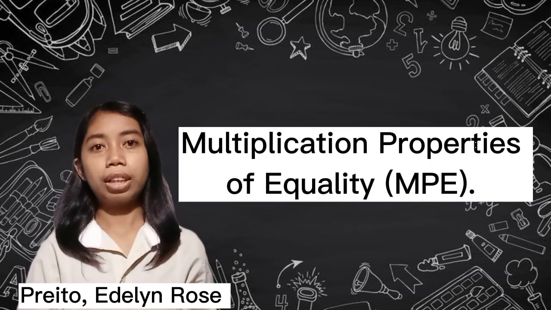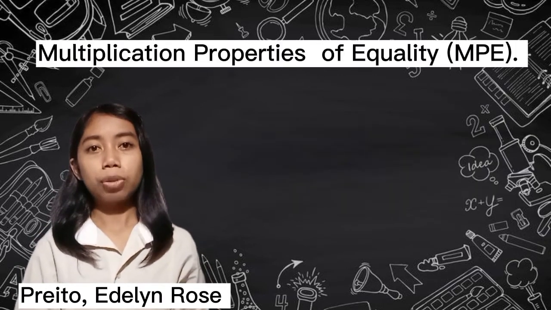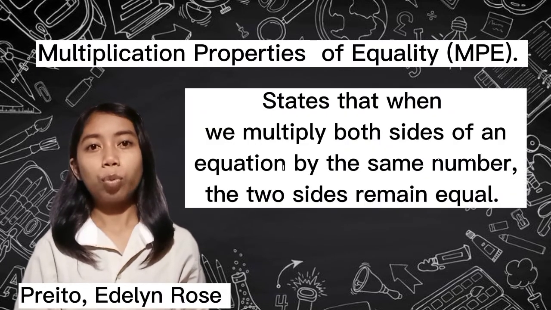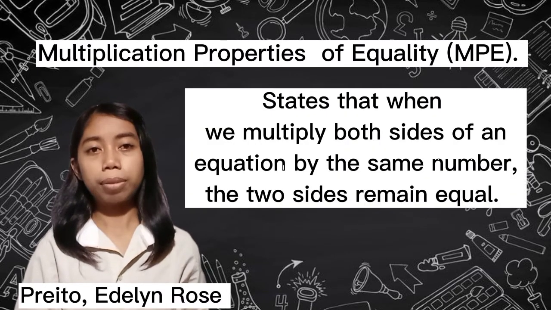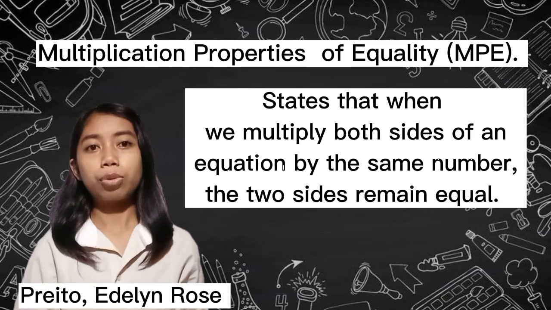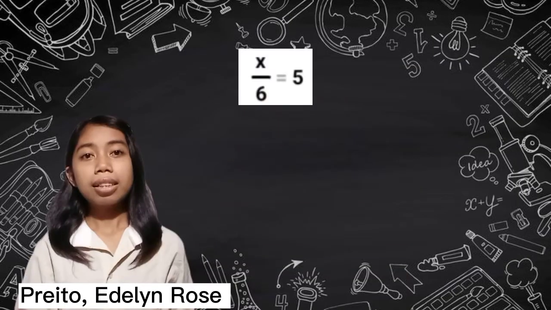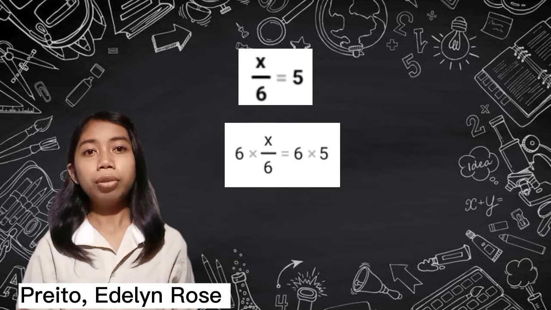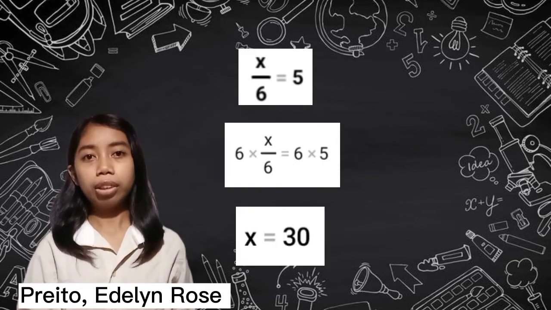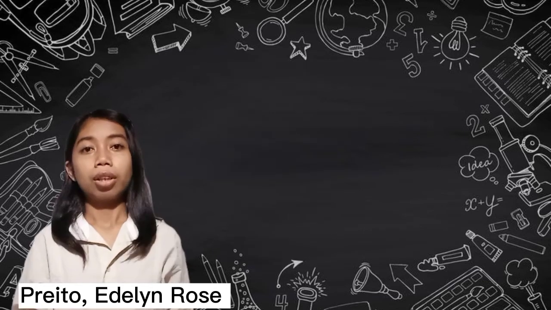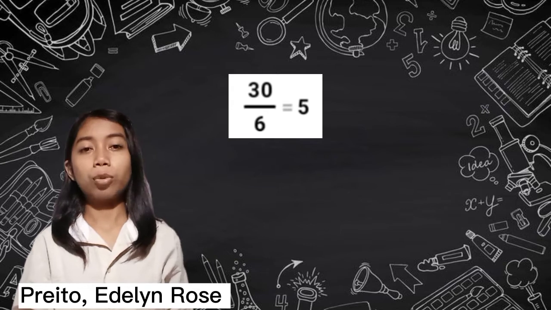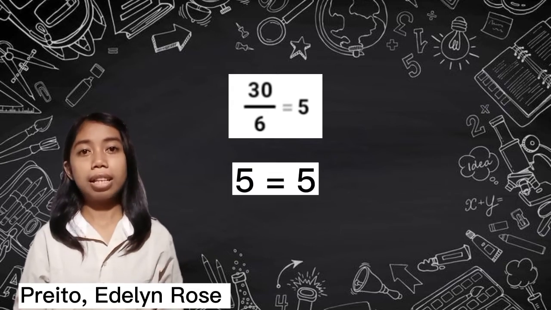Multiplication property of equality, or MPE. The multiplication property of equality states that when we multiply both sides of an equation by the same number, the two sides remain equal. For example, x divided by 6 is equal to 5. Multiply both sides by 6 and you get the value of x is equal to 30. To check, we can substitute the value of x in the original equation, wherein 30 divided by 6 is equal to 5, so the answer is 5 is equal to 5.